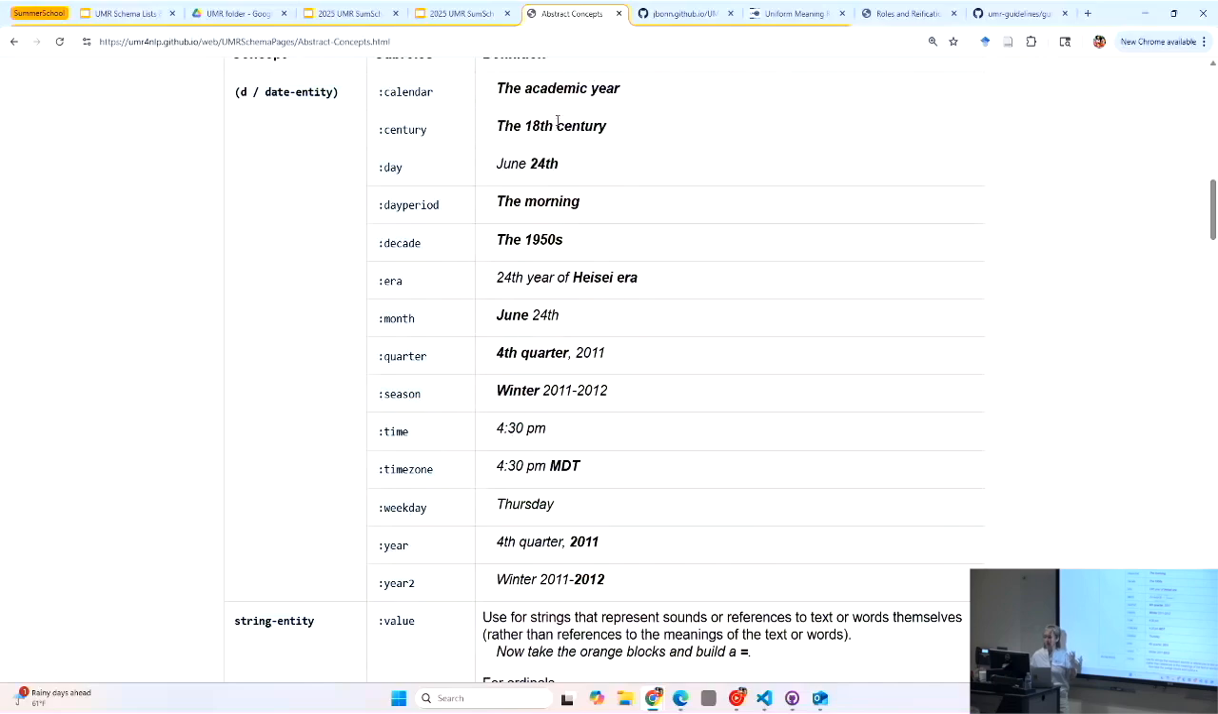You obviously don't have to fill all of them in, but like the academic year, that's the calendar that's being used. Century, you just put a number. Should that be 18 or should that be 1800? I think probably 18.